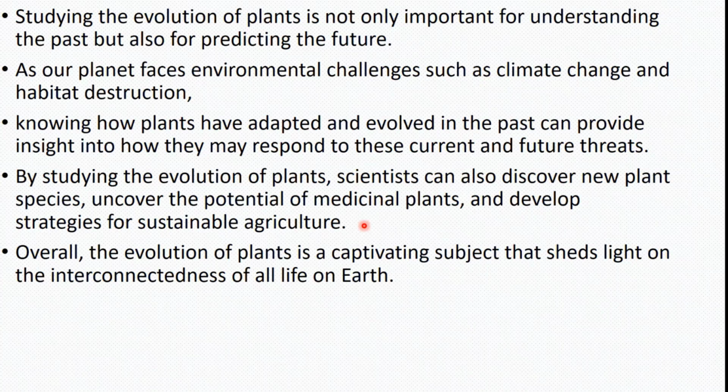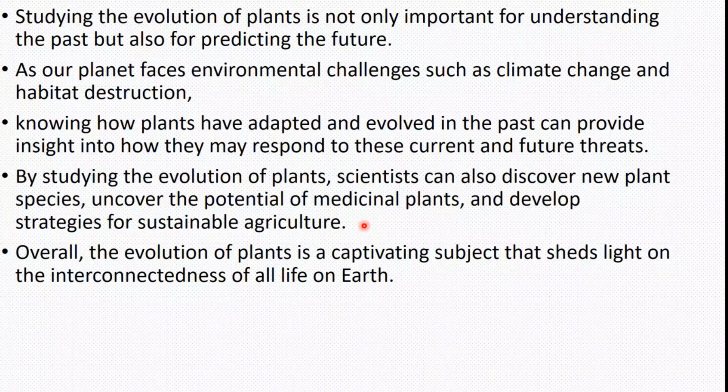So by studying the evolution of plants, scientists can also discover new plant species and uncover potential strategies for sustainable agriculture and sustainable development, when there's a development in a particular area or in a particular institution.